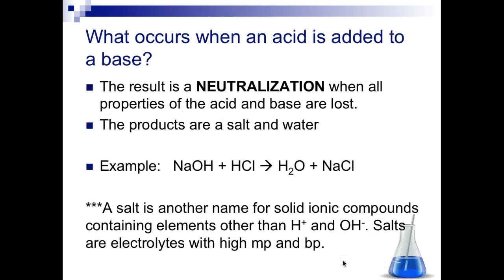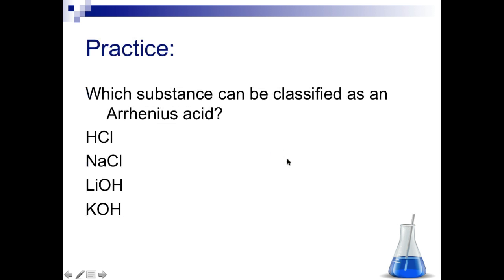So what occurs when acids are added to a base? That is going to result in a neutralization reaction. So when all the properties of the acids and bases are lost, the products are always going to be a salt and water. A salt is another name for an ionic compound that contains elements other than H plus and OH minus. The salts are electrolytes with high melting points and boiling points. So if we look at NaOH, this is a double replacement reaction. So the Na and the Cl are going to come together, and the OH minus here and the H plus here are going to combine to make water.